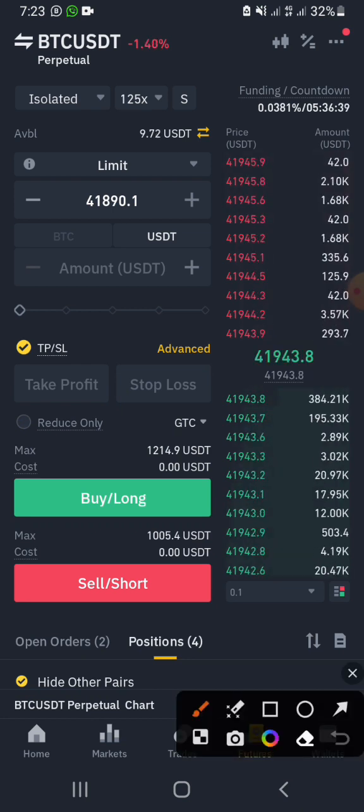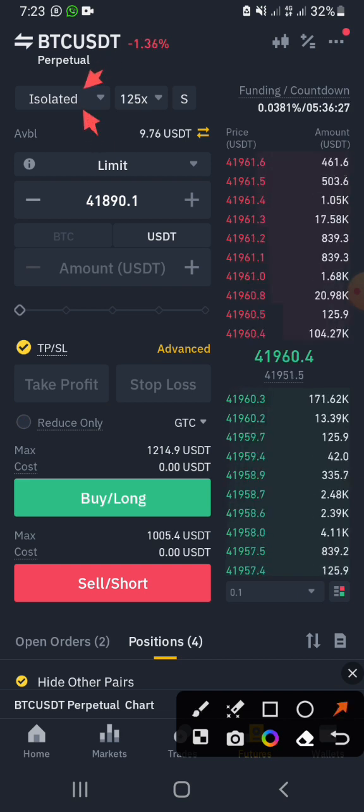So back to the point. There are things you need to understand before you can embark on it, which I'll be explaining step by step, so watch this video to the end. The first thing I want to explain is this section where you see isolated.